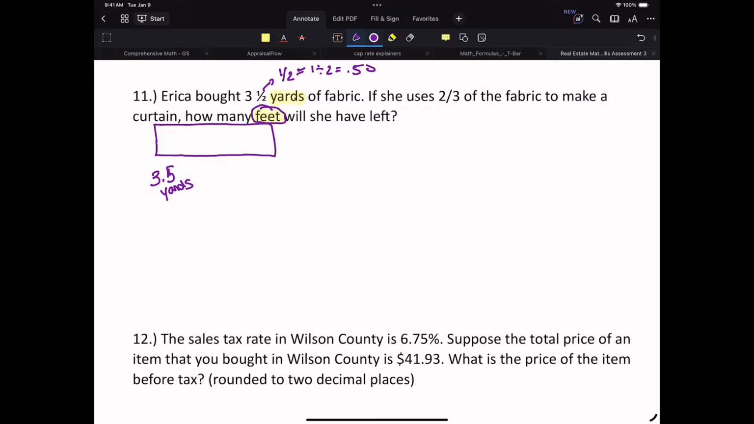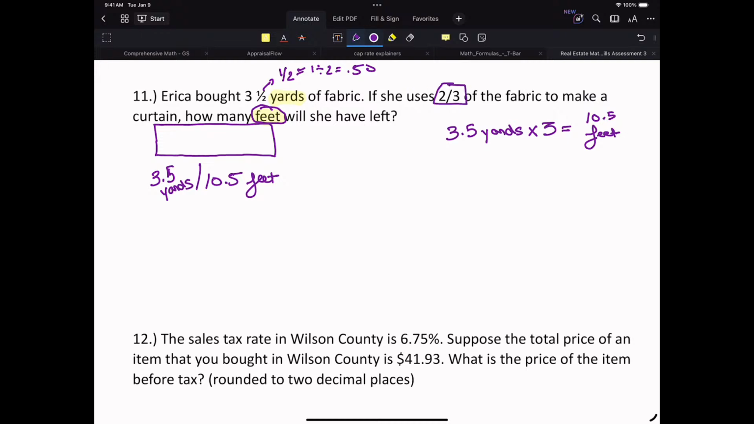So, let's get this 3.5 into feet. 3.5 yards, we multiply times 3 to get the total number of feet. So 3.5 times 3 equals 10.5. Somehow I feel like I should have been able to do that in my head. That's 10.5 feet. She used 2/3 of it.